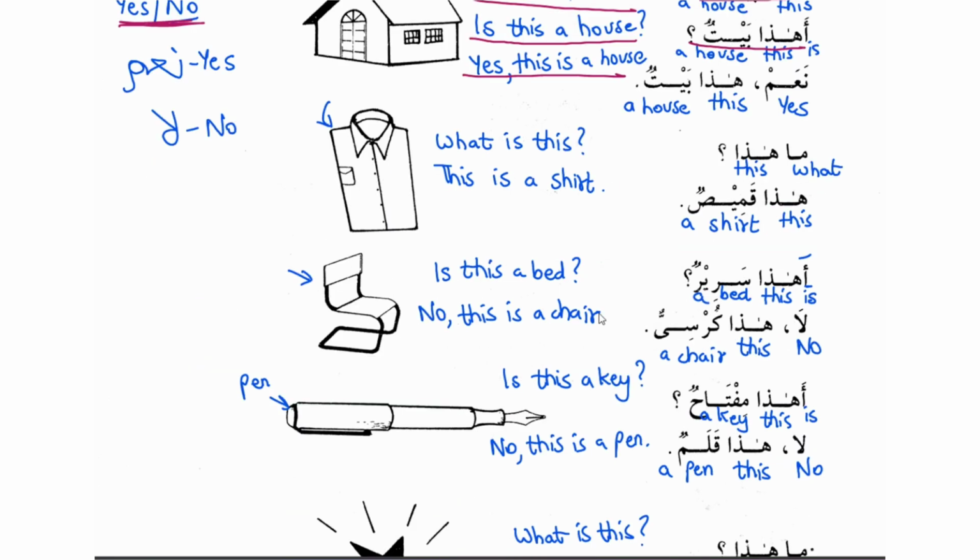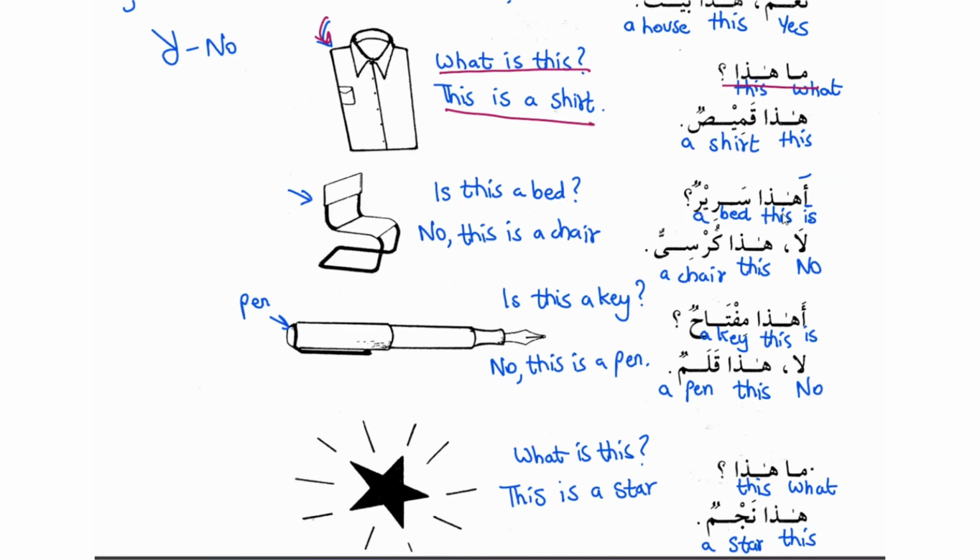Okay. Next question is ma haza. What is this? And this is referring to the shirt over here. هذا قميص. This is a shirt. Next question is أهذا سرير. Is this a bed? No, it is not a bed, right? This is a chair. So the answer is لا هذا كرسي. No, this is a chair.